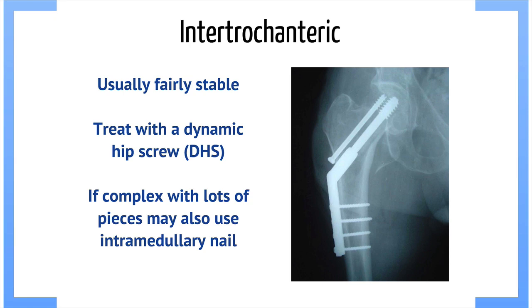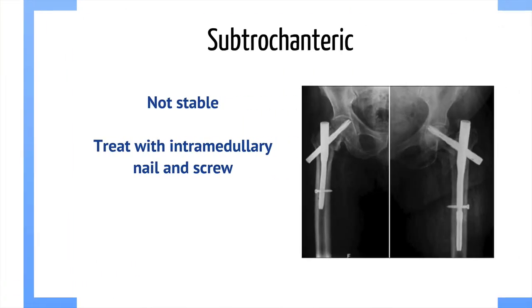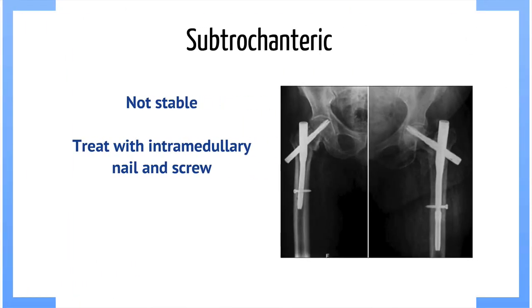The screws grip the femoral head and can slide down through the plate barrel, allowing the fracture to compress and hopefully to heal. However, if an intertrochanteric fracture is very complex, for example in the X-ray that we saw before, we may wish to use an intramedullary nail. In a subtrochanteric fracture, we need to consider that these fractures are not very stable. So they're treated with an intramedullary nail, which we can see here, and also a screw.